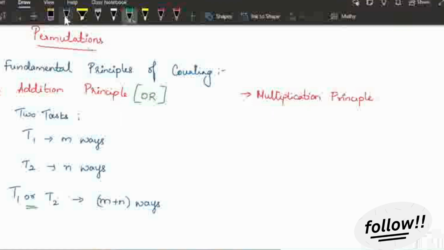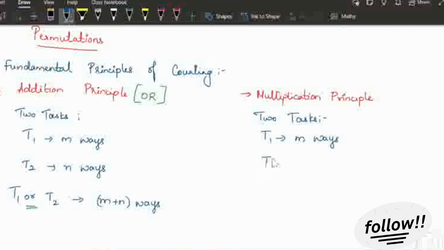And what is the multiplication principle? Here also we will have these two tasks, T1 and T2, and T1 can be done in M ways and T2 can be done in N ways. I am not writing detailed statements here. I will share notes for this in the Telegram channel.